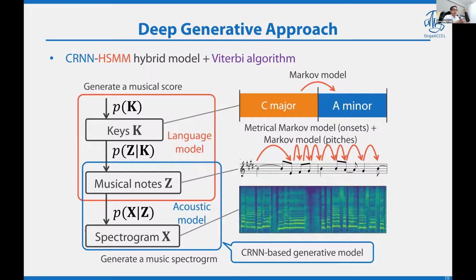Actually, this CRNN is trained in a supervised manner by using paired data of musical notes and spectrograms. Basically, this CRNN is used for estimating musical notes from the spectrogram. But we want to use this one in the generative direction. The CRNN follows the discriminative direction, but we want a generative model. So using Bayes' theorem, we can transform the CRNN-based discriminative model into a generative model.